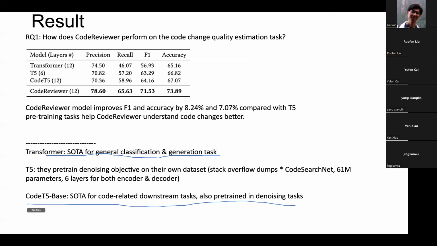Even if they do, CodeT5 is trained on their dataset for the 3 tasks. But CodeT5 is not using the pre-training, we do not apply the pre-training tasks for CodeT5. So CodeReviewer equals pre-training tasks plus CodeT5, if I understand correctly, Jinglian. Yeah, I think you are right.